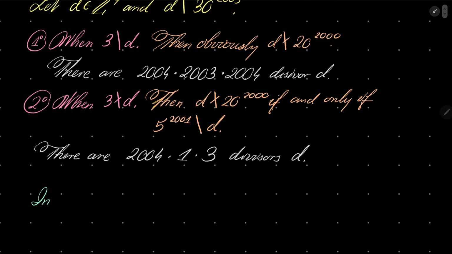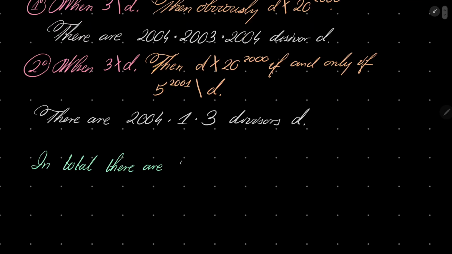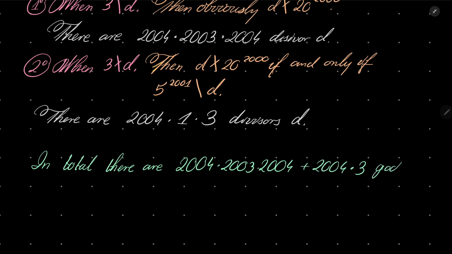In total, there are 2004 times 2003 times 2004 plus 2004 times 3 good divisors D satisfying our conditions.